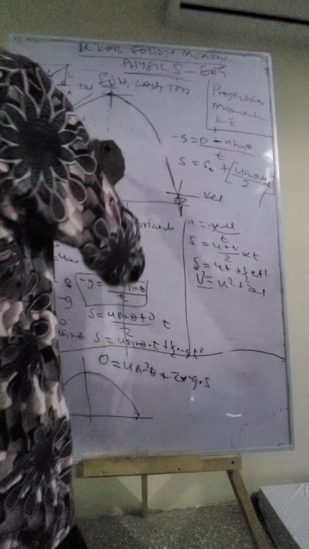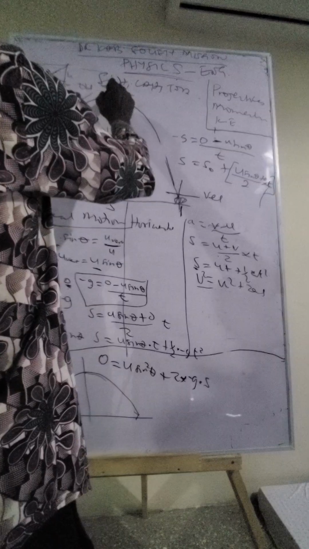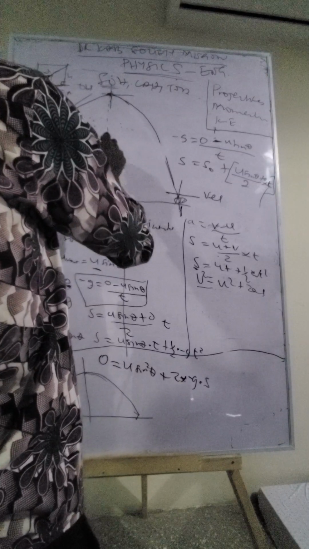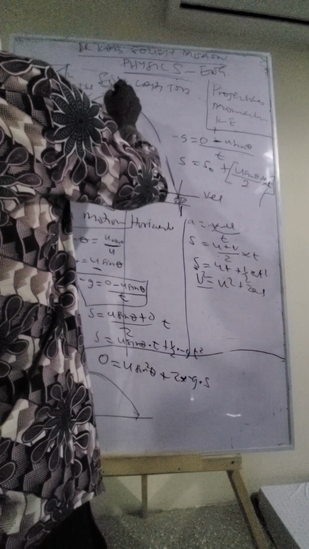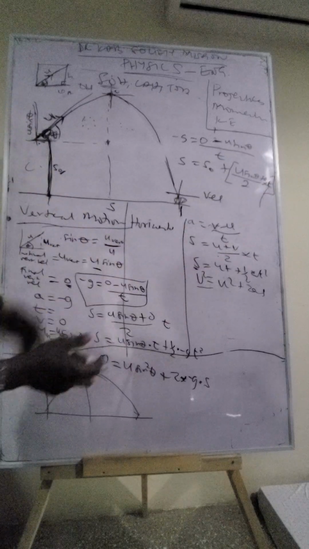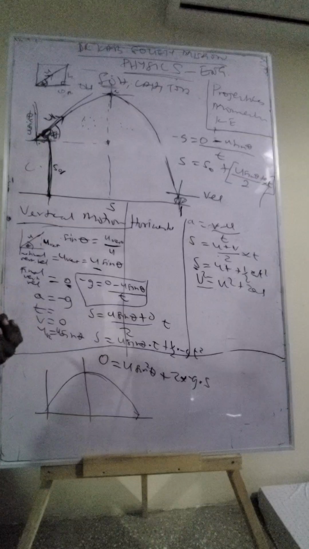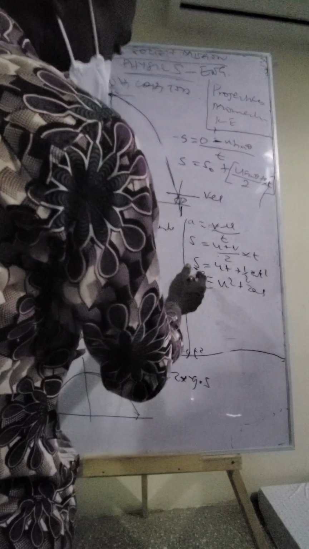So the time that we are talking about is the time taken from here to get here. That's the time we're talking about. We are not looking at the time taken to get to this point. We are just looking at half of the equation. So this is how it will go, and then you can do that to get all the other equations.